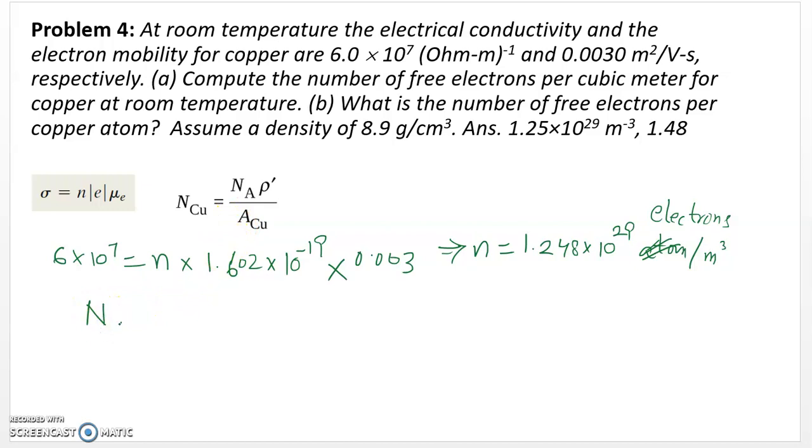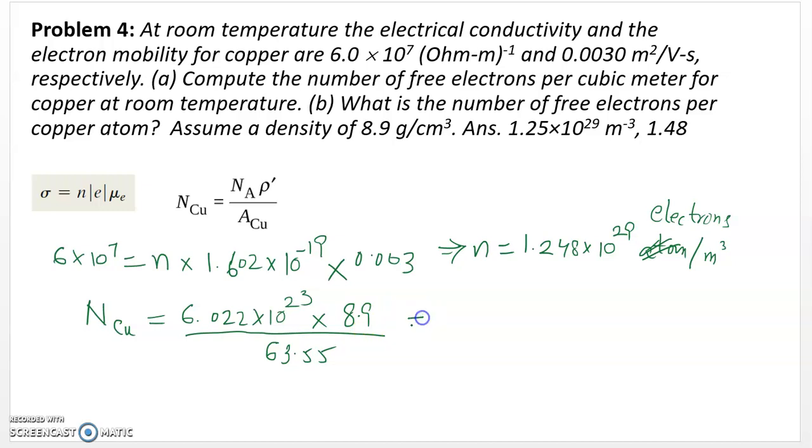This gives the number of copper atoms, where N_A is Avogadro's number, 6.022 times 10 to the power 23, and rho is the density, 8.9 gram per cubic centimeter, and A_Cu is the atomic weight of copper, 63.55 gram per mole.